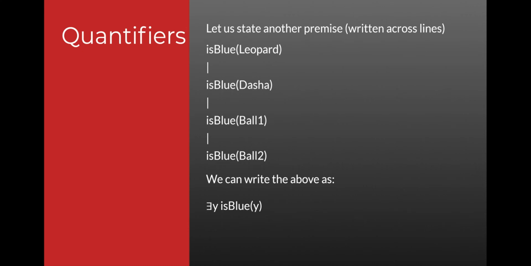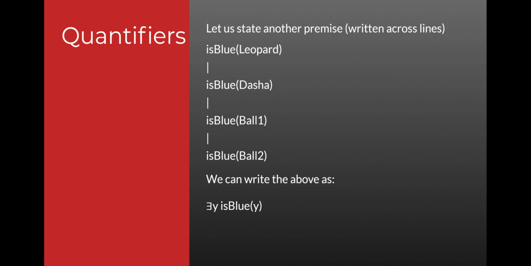We'd also like to be able to say that, well, look, something in our world is blue. In fact, as it turns out, two things in our world are blue. I forget whether leopard or Dasha is blue, and I forget whether ball one or ball two is blue, but I know one of each of them actually is blue. And we can write the sentence above as just there is some y such that y is blue, okay?